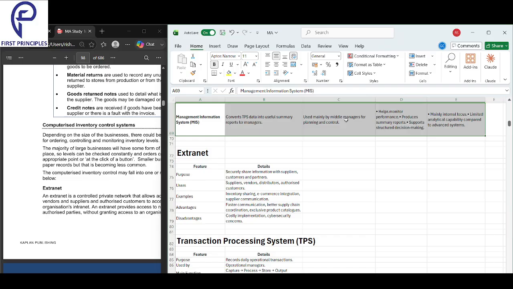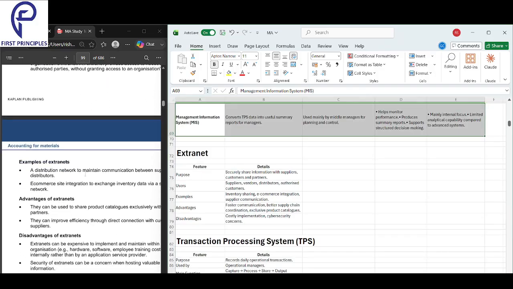It converts TPS into summary reports for managers, mainly used by middle managers. It helps to monitor the performance. The focus is internal here. It has very limited analytical capabilities compared to advanced systems.